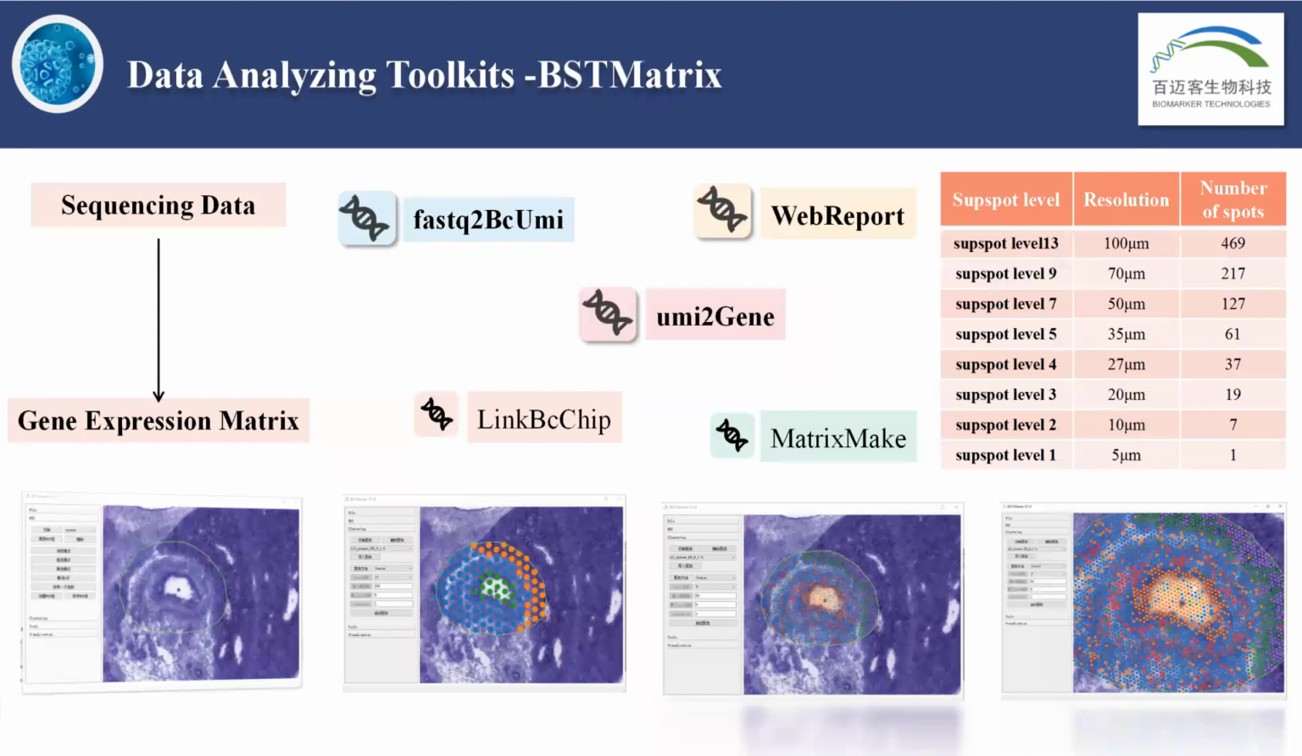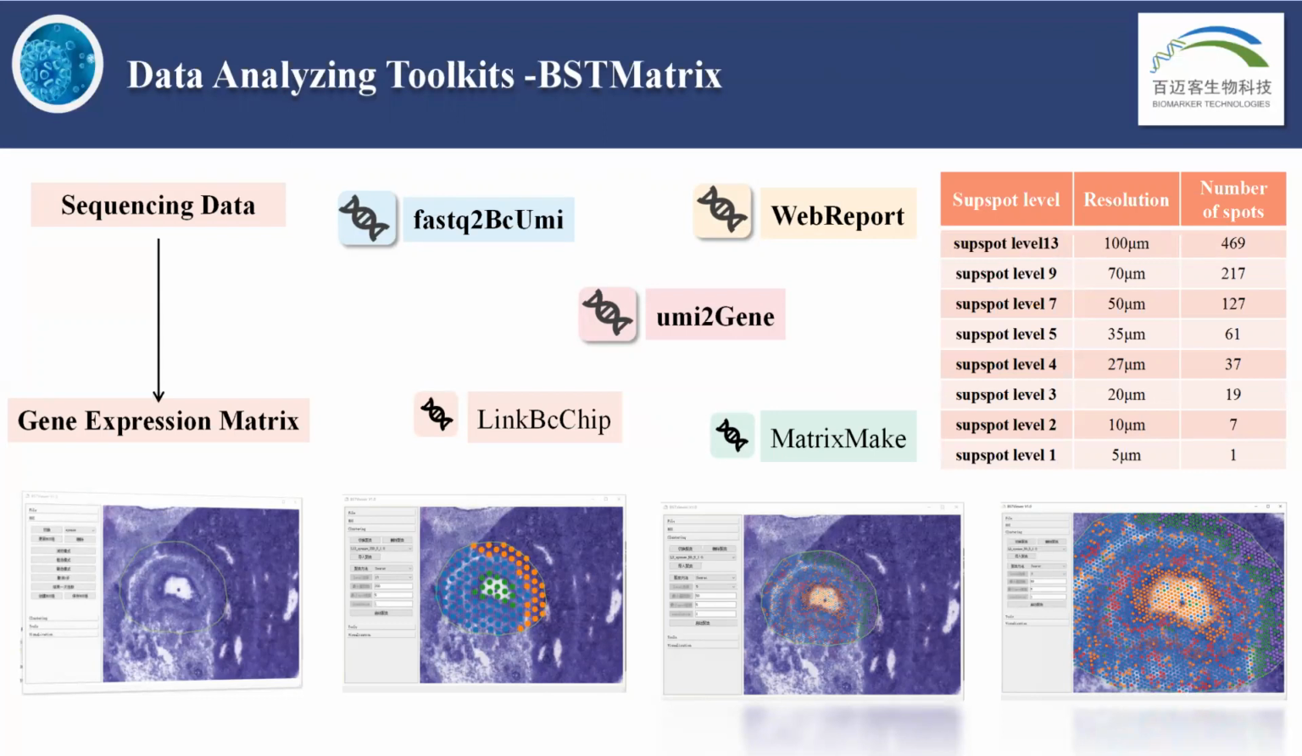So for our own spatial transcriptome chip, we also designed our own data analyzing toolkits that fit the data that we harvest from our chip. It includes tools that can do all the analysis from sequencing data all the way down to the gene expression matrix, and from here all the downstream analysis will be pretty much similar to every spatial technology.